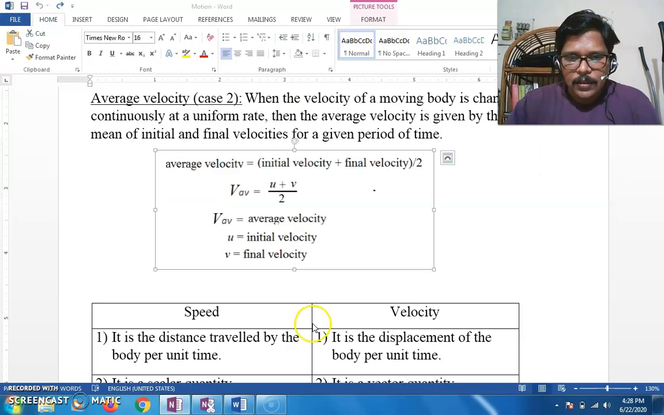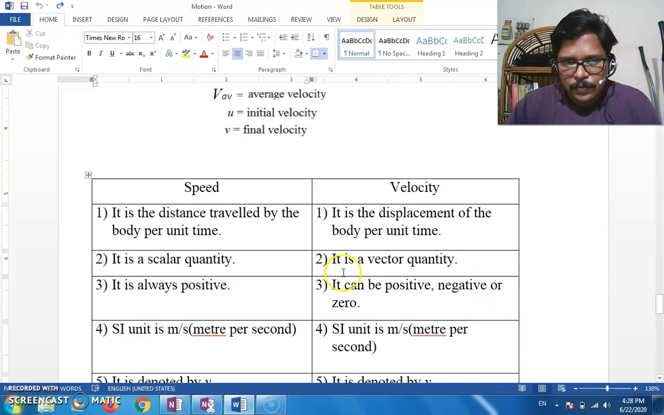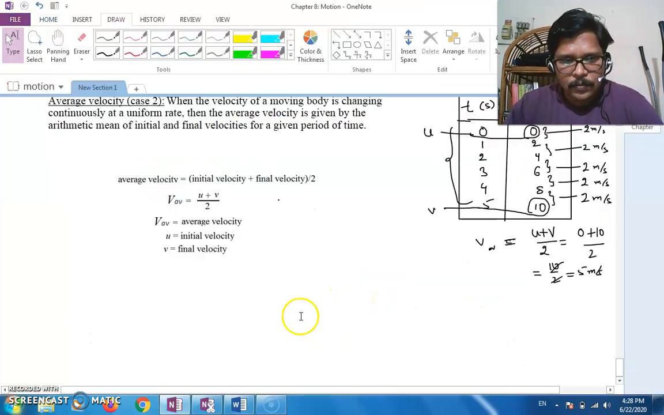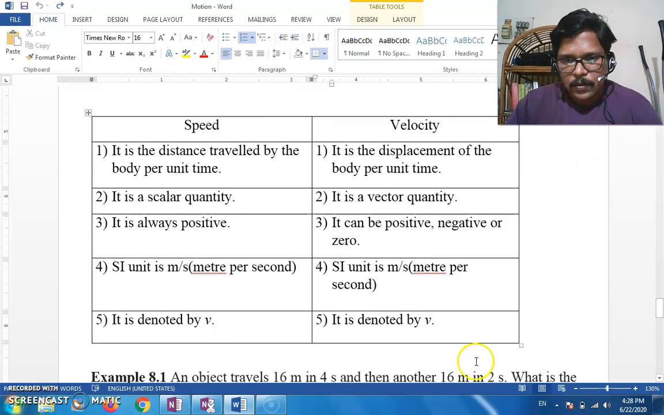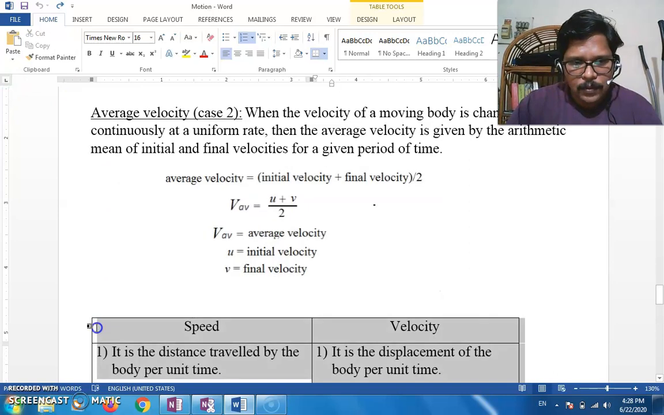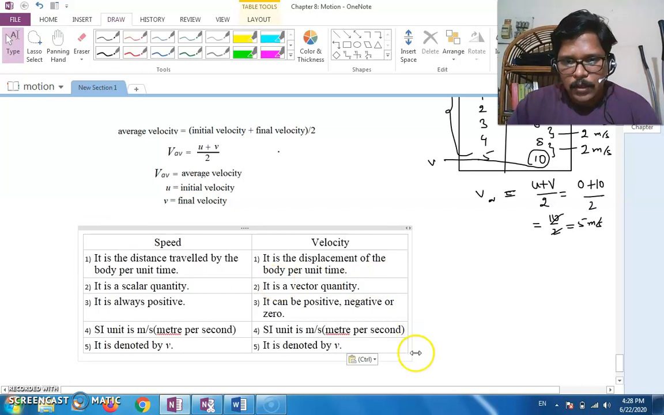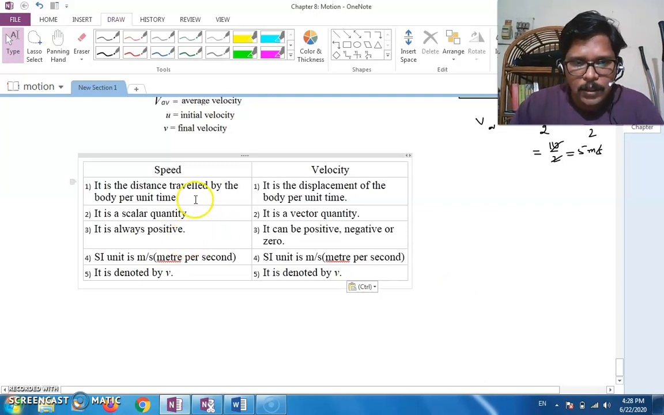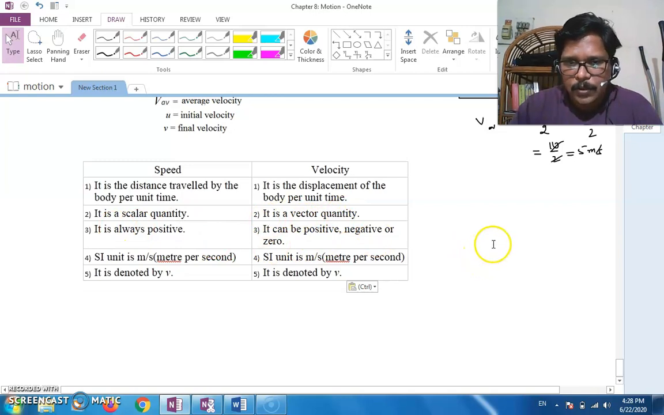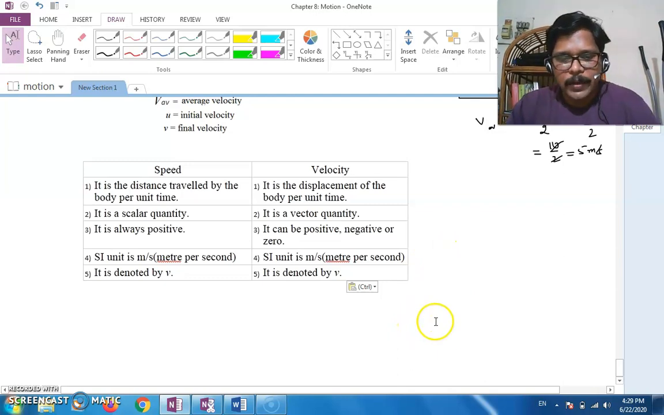I will keep the table which is differentiating the speed and velocities. So this is a table which has the points of difference. Speed and velocity: distance traveled per unit time, displacement per unit time; speed is scalar, velocity is vector; speed is always positive, velocity can be positive, negative or 0. SI unit is same for both, and both are denoted by V.